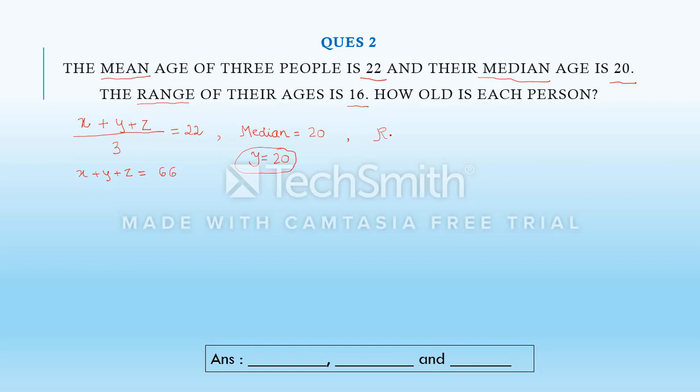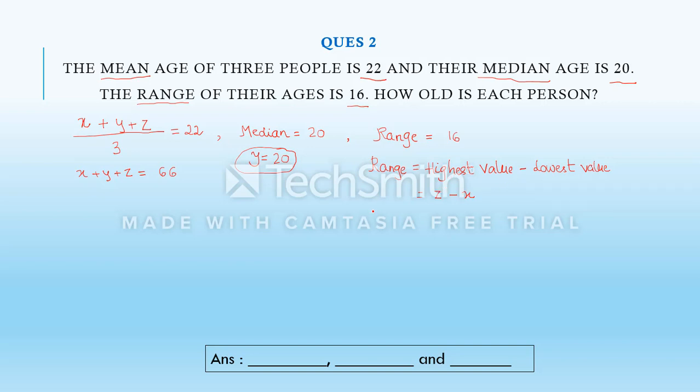The question says range of this data is 60. Now you need to understand what is range as a statistical measure. Range is nothing but the highest value or the maximum value minus the lowest or the minimum value. According to our data, we presume that X, Y and Z are in order. So I can say that the range will be nothing but Z minus X, because Z becomes the highest value and X becomes the lowest value.